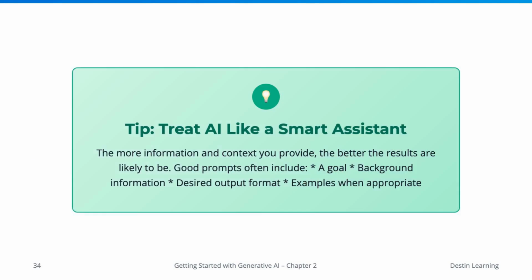Here's a crucial tip to keep in mind. Treat AI like a smart assistant. Just as you would with a human assistant, the more information and context you provide up front, the better the results are likely to be. Good prompts often include a clear goal, sufficient background information, a desired output format, and even examples when appropriate. Think of it as guiding your assistant towards success.